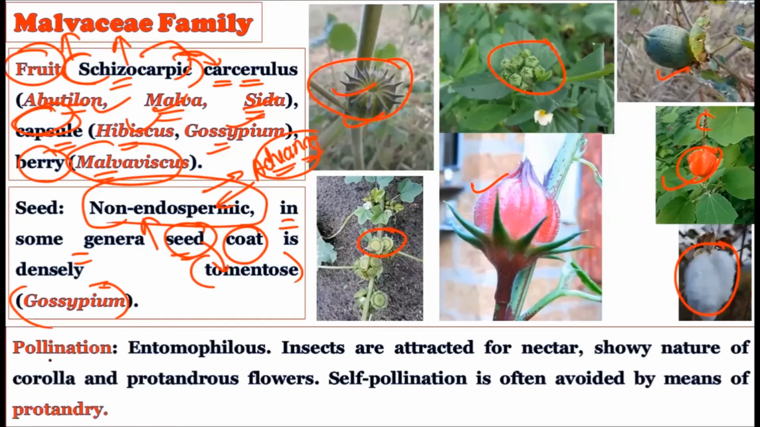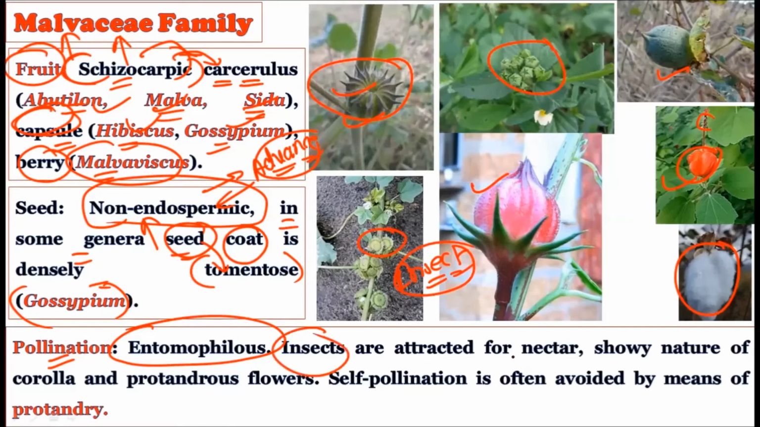Now let us consider the pollination. Of course, very beautiful, attractive, colorful flowers are there in the Malvaceae family. So obviously the pollination is entomophilous, that is, they are insect pollinated. Insects get attracted towards these flowers, and once the insect lands on one flower and travels to another flower, it indirectly carries the pollen grain to the other flower, and hence pollinates the flowers. In this way, entomophilous pollination is there for the Malvaceae family.